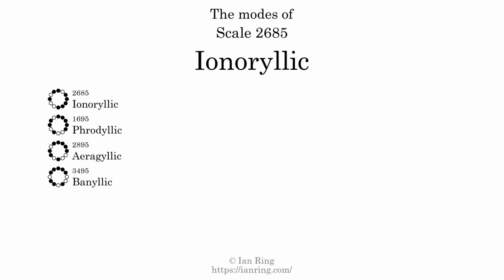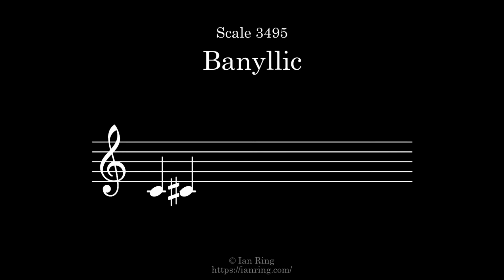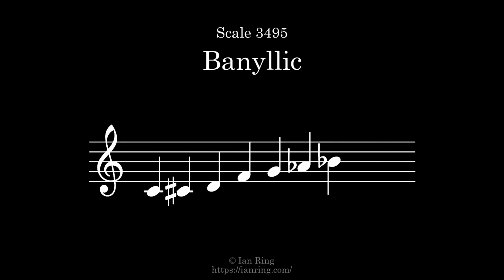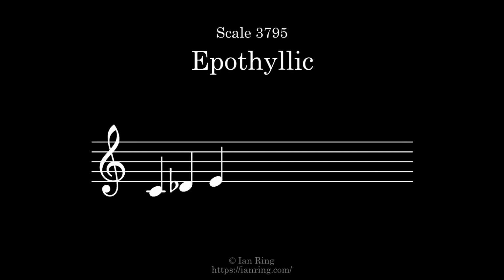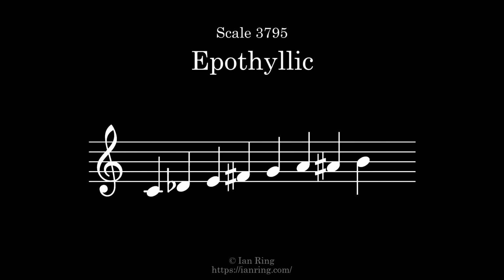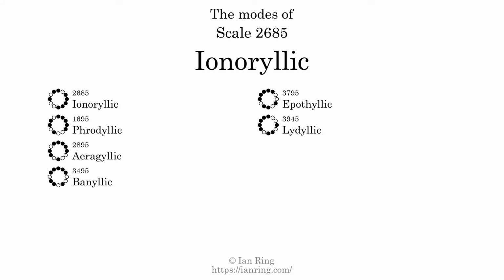The fourth mode is scale 3495, also known as Ionoryllic. It sounds like this. The fifth mode is scale 3795, also known as Imperfections. It sounds like this. The sixth mode is scale 3945, also known as Ionoryllic. It sounds like this.